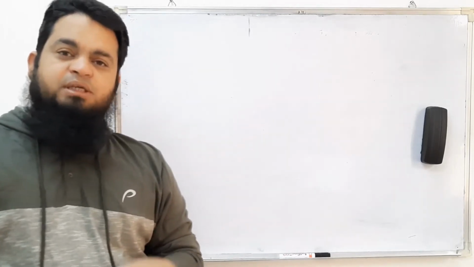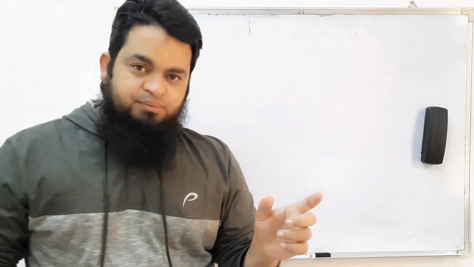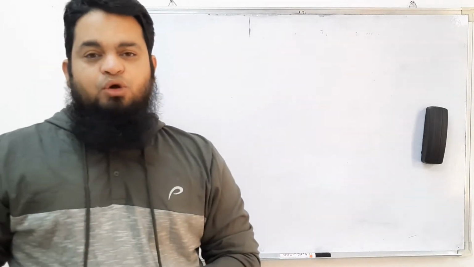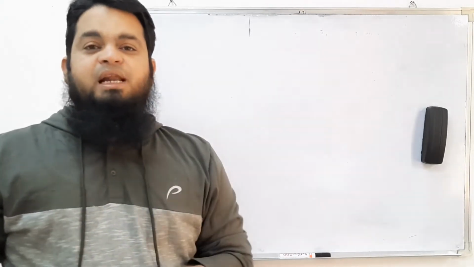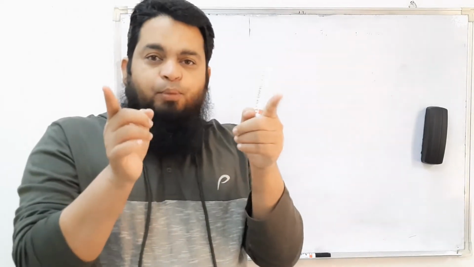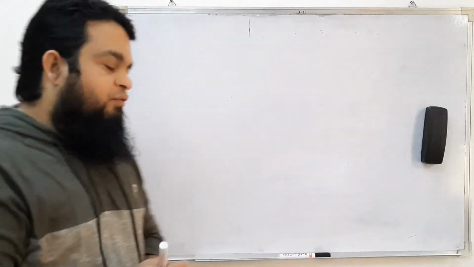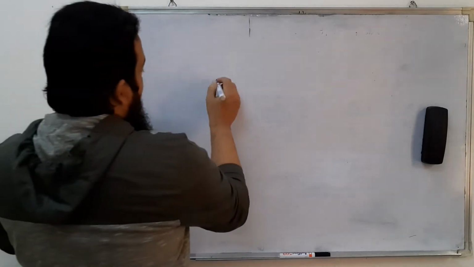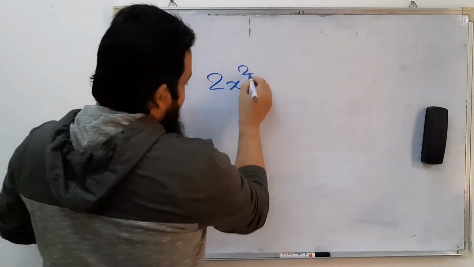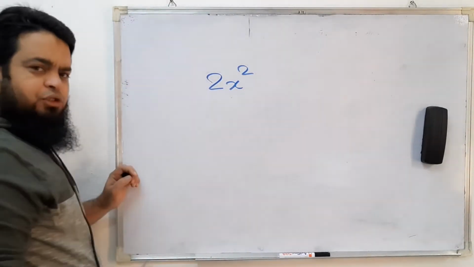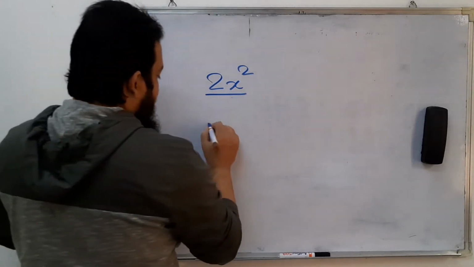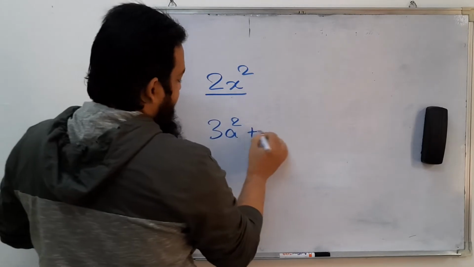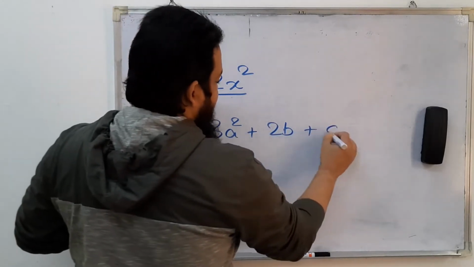Types of polynomials are based on the number of terms and the degree of the polynomial. I will come to degree later. Now let us see the number of terms in the polynomial. For example, 2x square, it is the only term. This is also called a polynomial. Okay, and let me write another one, 3a square plus 2b plus c.